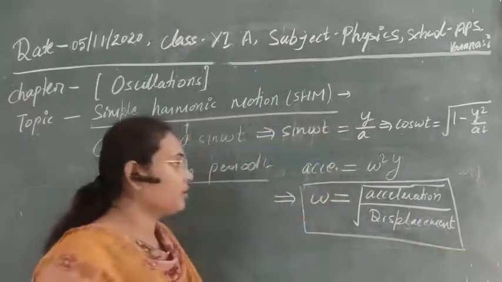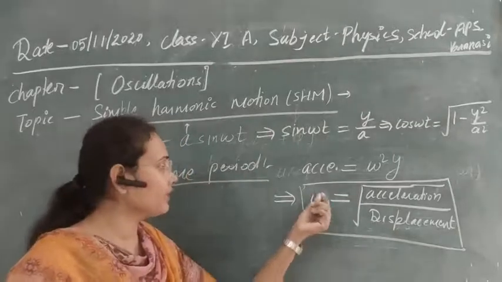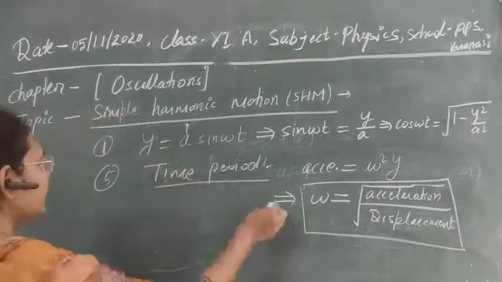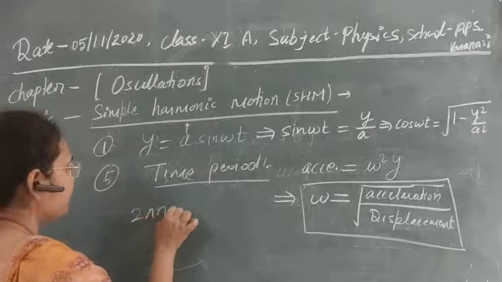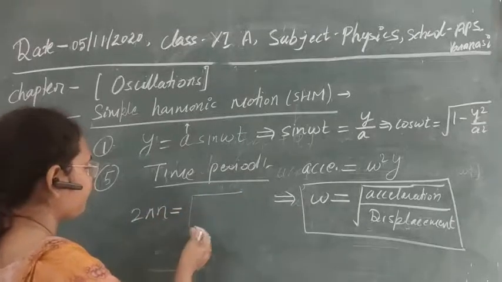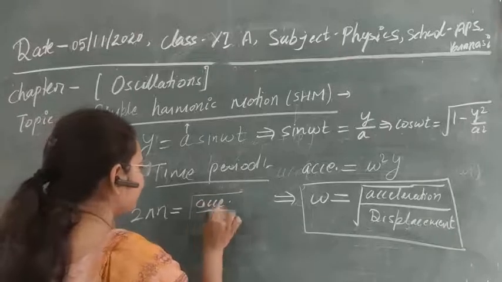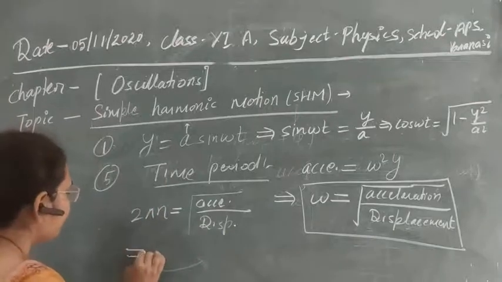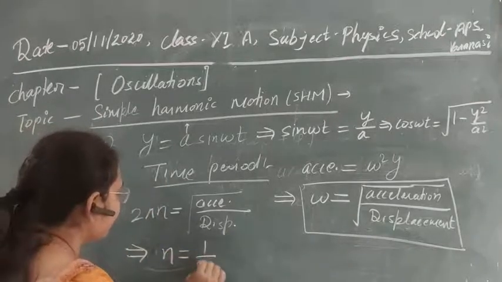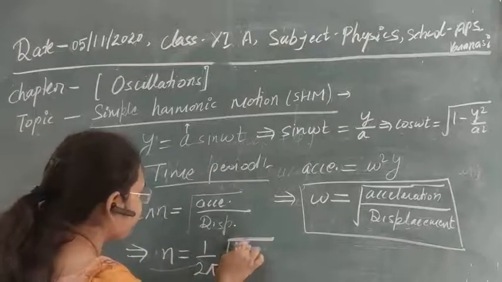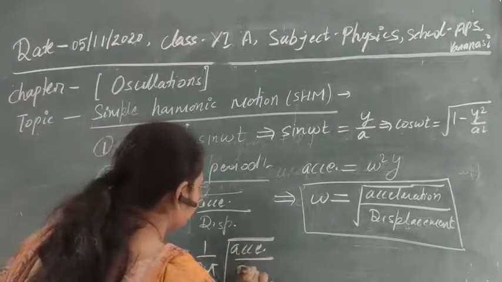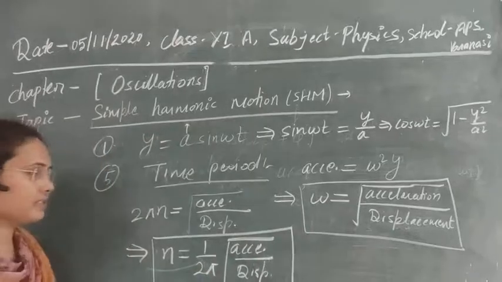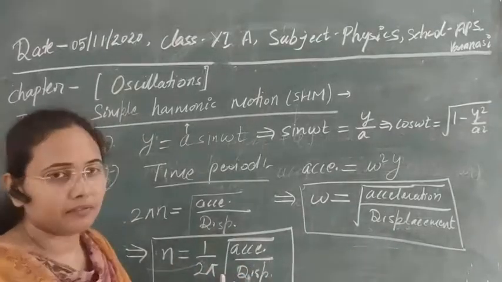If we have knowledge about the acceleration and displacement of the particle, then we can calculate its angular frequency. And if we know the angular frequency, we can calculate its frequency, which is equal to omega upon 2 pi. So in this case we can finally write the value of n, that will be 1 upon 2 pi root of acceleration upon displacement. So this is the frequency of the oscillation. From this we can easily calculate the frequency of the oscillation.